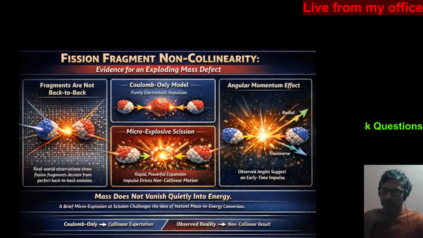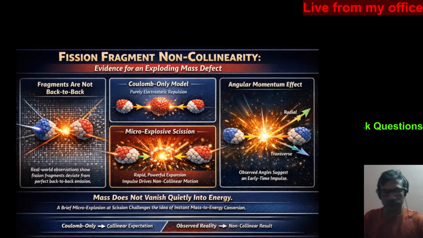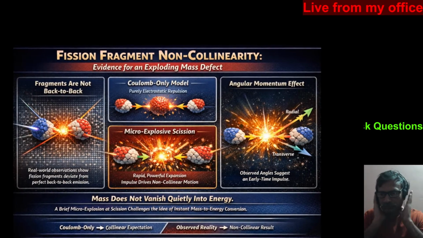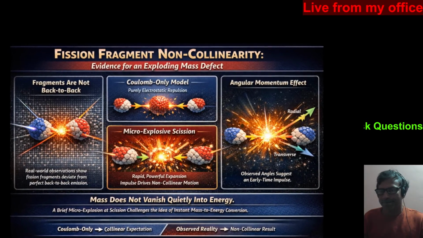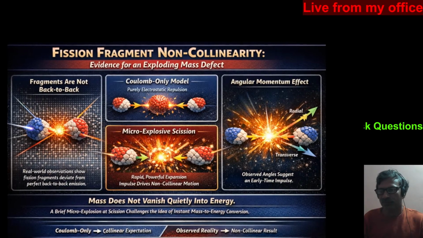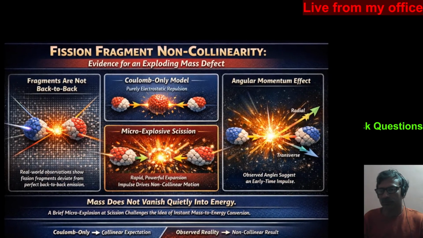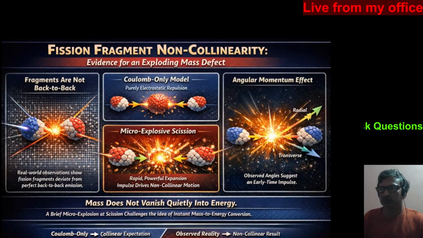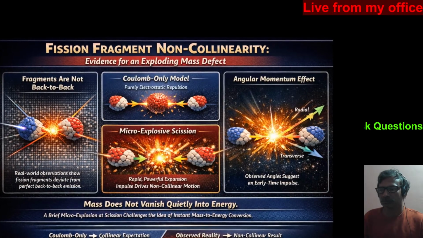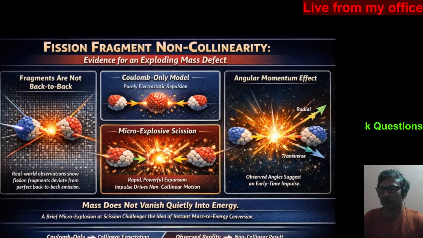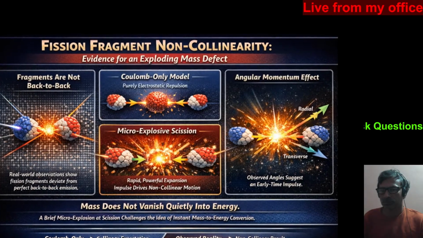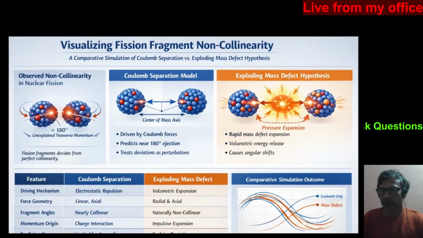In this view, the mass defect does not disappear through a direct and featureless conversion into energy. Instead, it generates an impulsive physical process that imparts transverse momentum to the fragments. Such behavior challenges the notion that mass can be treated as being instantaneously and completely converted into energy without an intermediate dynamical mechanism.